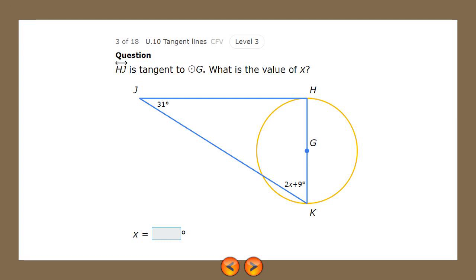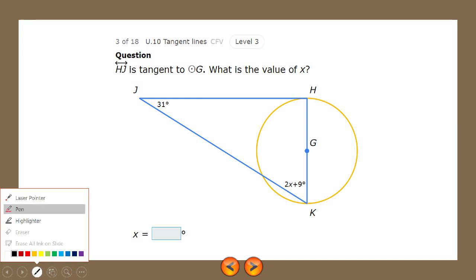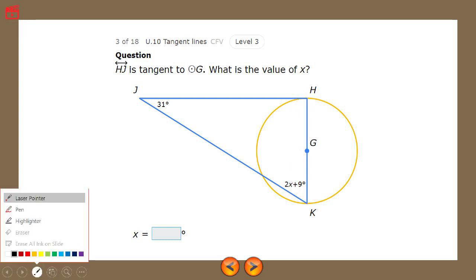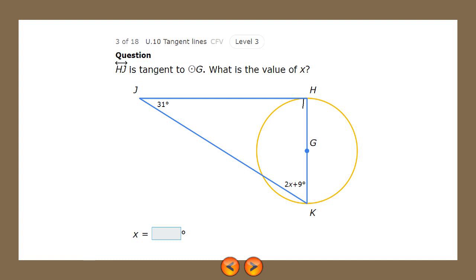Let's see, we see HJ. This line HJ is tangent to circle G, meaning it's touching at a right angle right here. It's meeting at one point, touching at a right angle. So I will put a right angle at H. I've got a triangle. We've got J, H, and K making a triangle. Those three angles together have to add up to make 180. So 31 plus 90 plus 2x plus 9 equals 180.